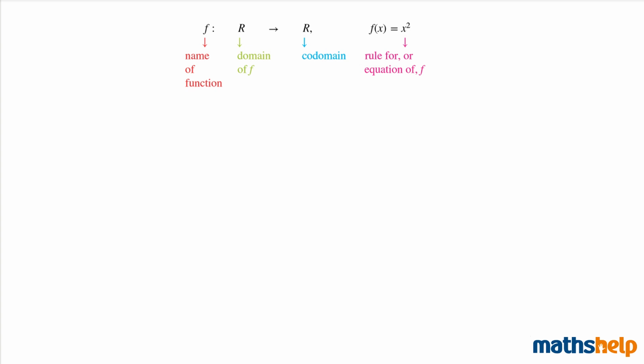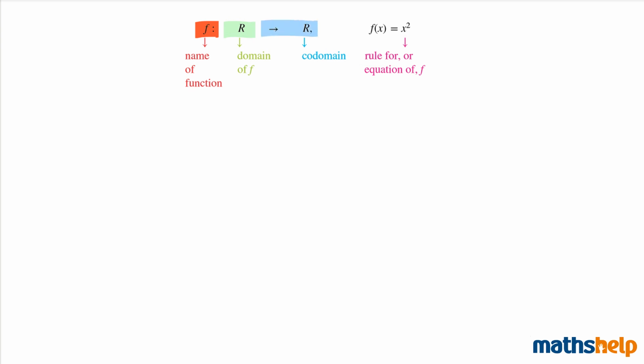Generally, functions are written in the following format. The first letter is the name of the function. This could be F, G, or H, which are all commonly used in methods, but it can be any letter like A, B, or C. Then we write the domain of the function. In this example, it's written as R, meaning the domain can be any real number for this function. But if the domain was restricted, then it would be written here in interval notation.